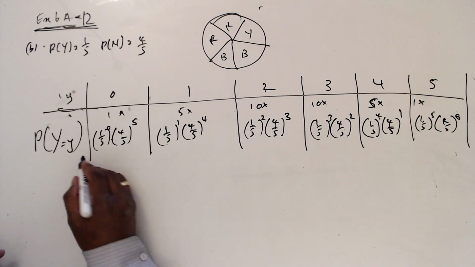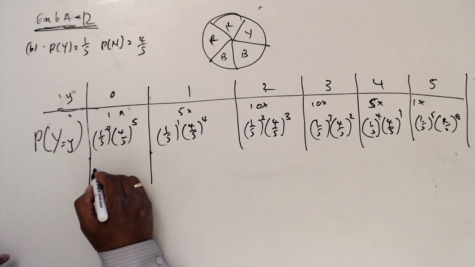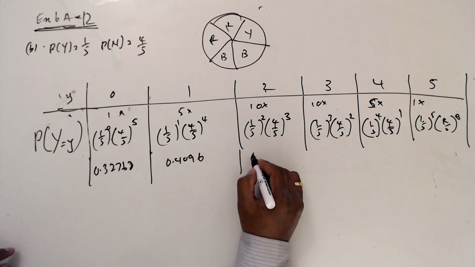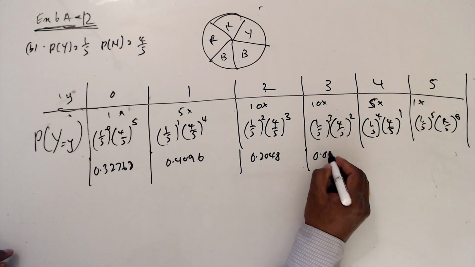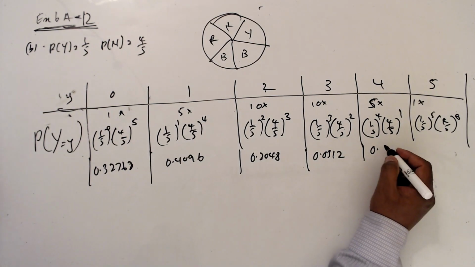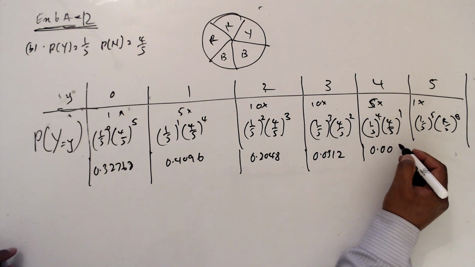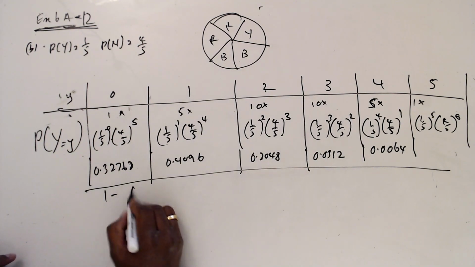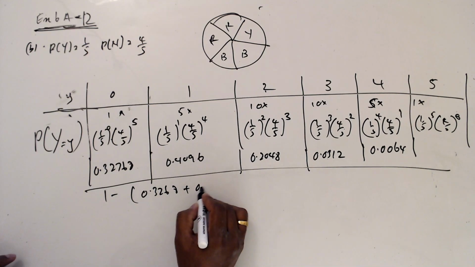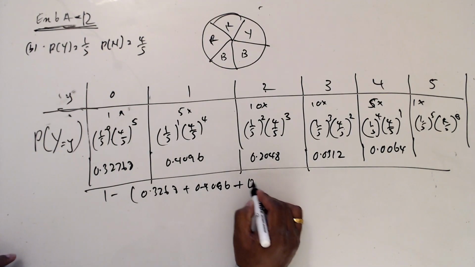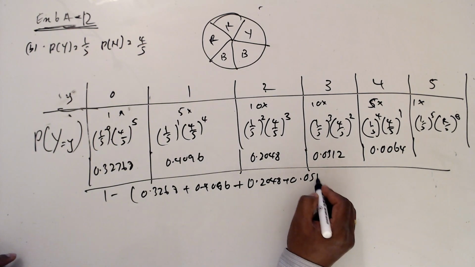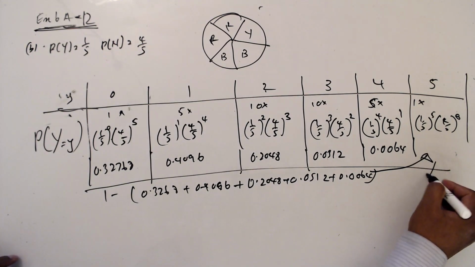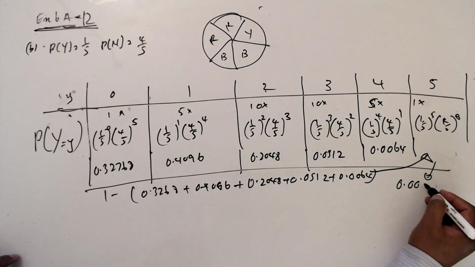When you simplify, your answer should be 0.32768, 0.4096, 0.2048, 0.0512, and 0.0064, and you want to add everything, 1 minus 0.32768 plus 0.4096 plus 0.2048 plus 0.0512 plus 0.0064, that answer should go here. So it's roughly an approximate answer of 0.0032.